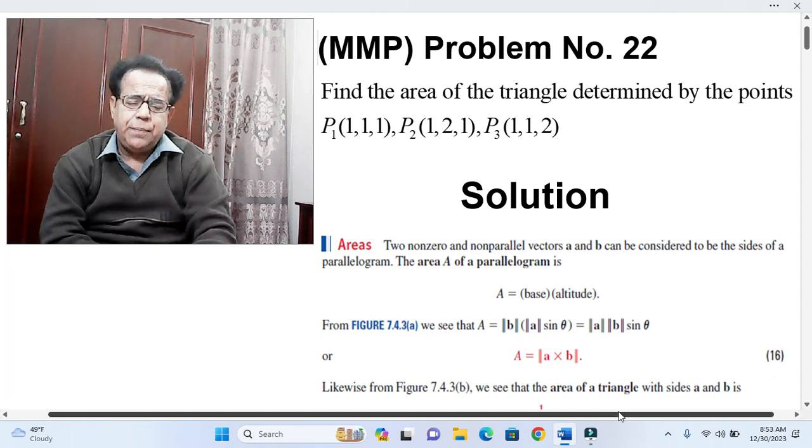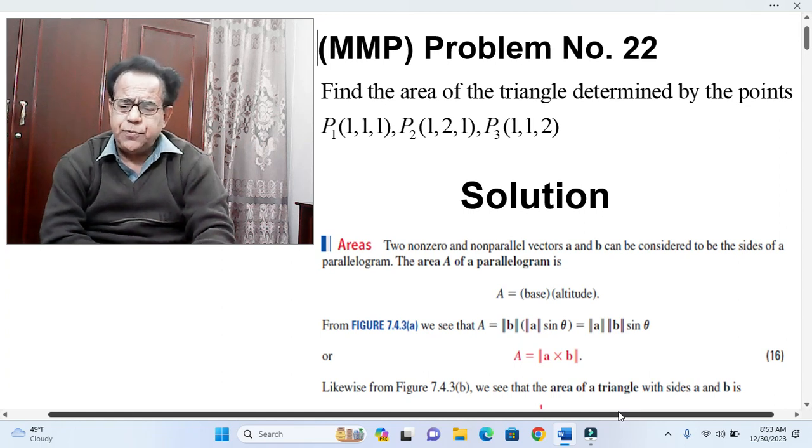MMP, Mathematical Methods in Physics, problem number 22. Find the area of the triangle determined by the points P1 (1,1,1), P2 (1,2,1) and P3 (1,1,2).